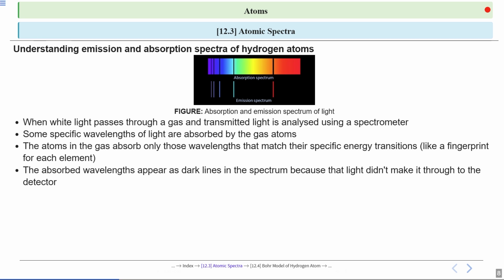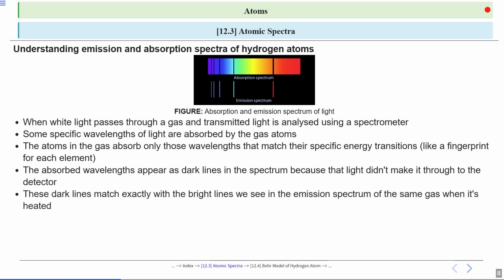The wavelengths that are absorbed show up as dark lines in the spectrum. These lines mean that light at those specific energies didn't reach the detector because it was absorbed by the atoms. This is why the absorption spectrum looks like a rainbow with black lines missing. So those dark bands, dark lines, represent the wavelengths of light that are absorbed by the atoms of the gas.